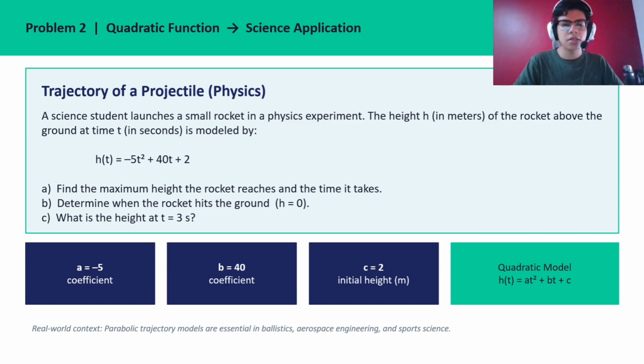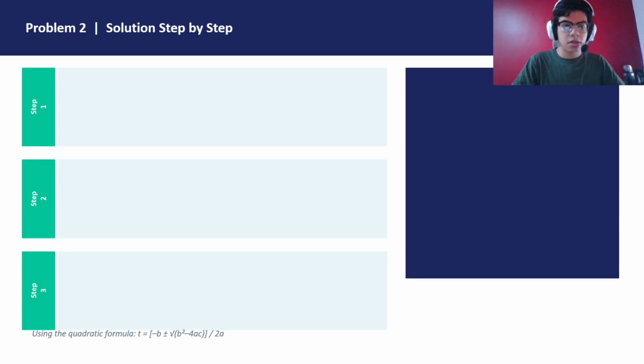We have three options. A, find the maximum height the rocket reaches and the time it takes. B, determine when the rocket hits the ground, h equals 0. And C, what is the height at t equals 3 seconds? Under that we have the values and the quadratic model formula. So we see the problem. Problem 2.